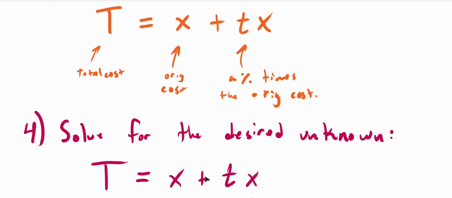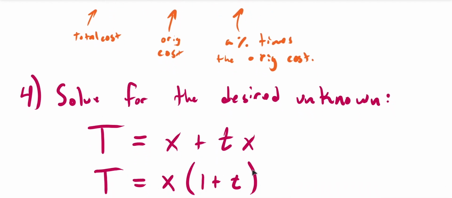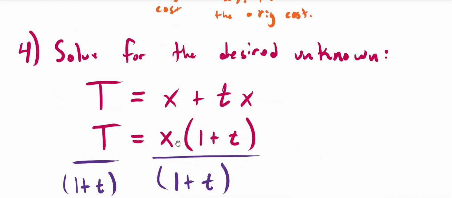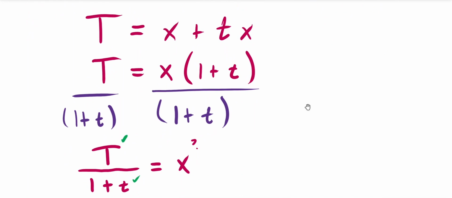I have T equals x plus tx, so I have two terms involving an x. I could factor out the x and write T as x times (1 plus t). Notice you need the 1 here in order to hold place for this x. If you distribute this back in, you want to get the above line, and that requires a 1 to go here. To get rid of that term that's multiplying by the x, we simply divide by it on both sides. It cancels on this side, and we just have x. Now that gives us big T divided by (1 plus little t) is equal to x.